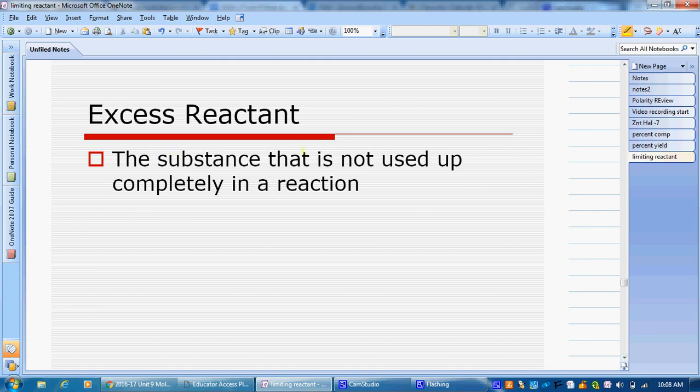The excess reactant then is the one that's not used up. So this is the one that's left over. There's extra. So there's always going to be one reactant that's all used up, and one reactant that we have extra of.